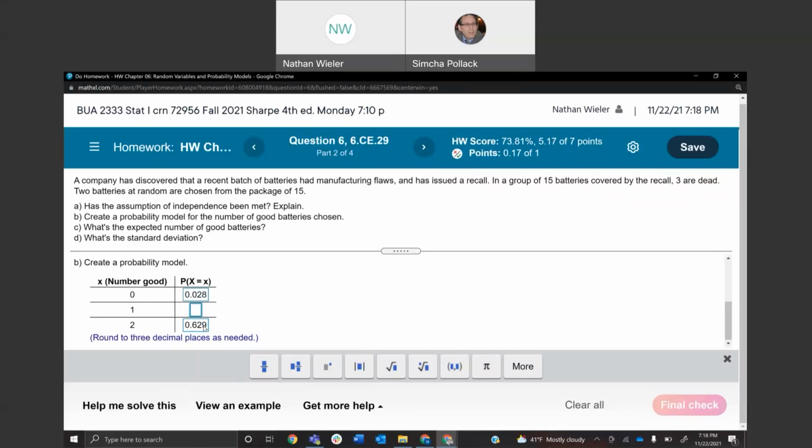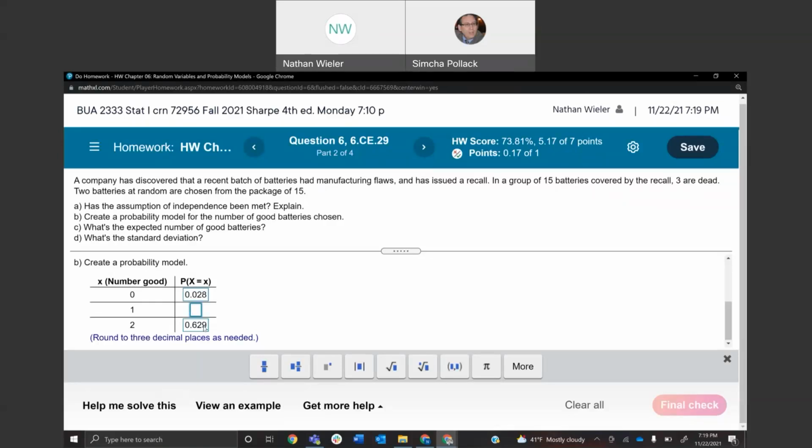Now, the middle answer can be gotten 2 ways. The shortcut is to realize that when you're pulling out 2 batteries, there are only 3 possibilities: either none are good, one is good, or 2 are good. So they all have to add up to 100%. By adding up 62 plus 28 and subtracting from 100, you're going to get the answer to the middle one.